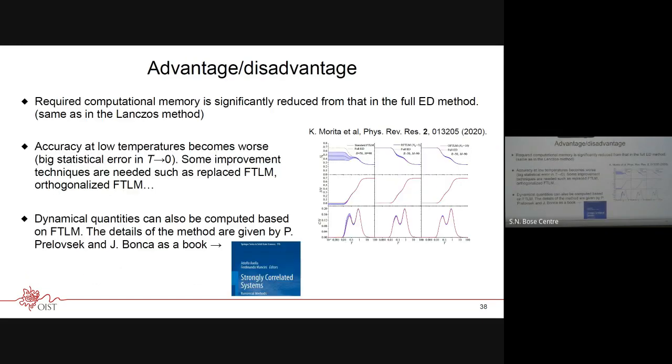So the advantage of the finite temperature Lanczos method is that the required memory is significantly reduced compared to the dynamical method, and almost the same as in the Lanczos method. The accuracy at low temperature is a little bit worse, I think. To get almost the exact value in the extremely low temperature regime, you need to use an advanced finite temperature Lanczos method, such as the replica finite temperature Lanczos method, which is in this paper, for example.